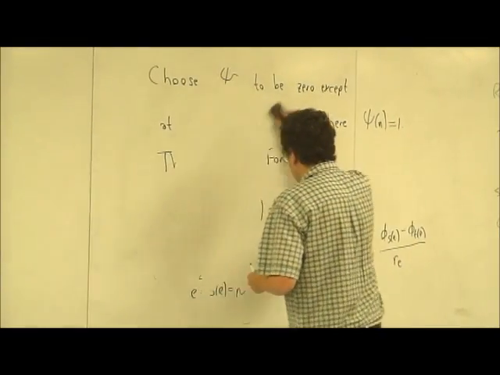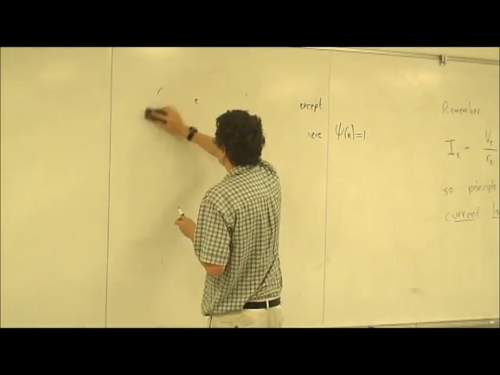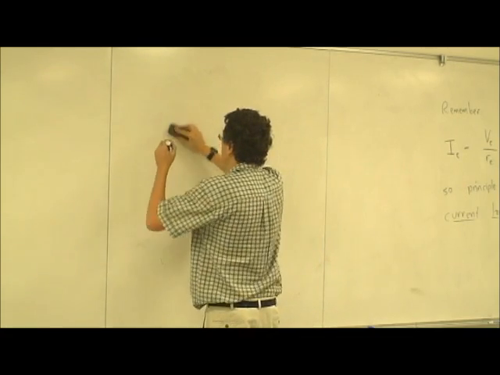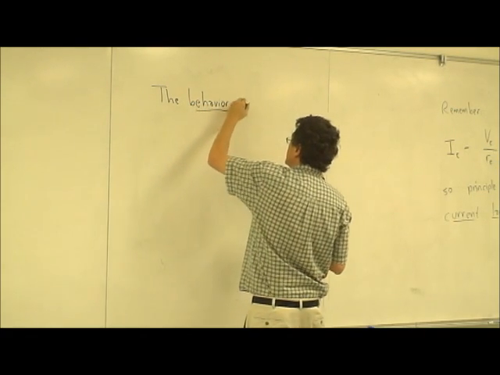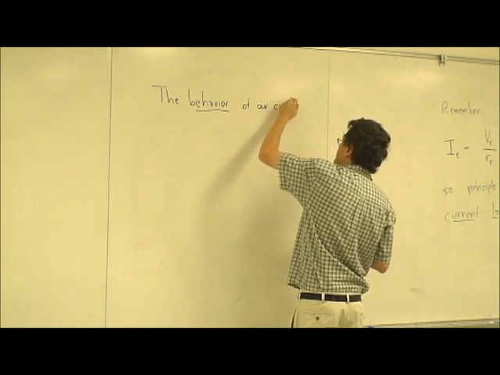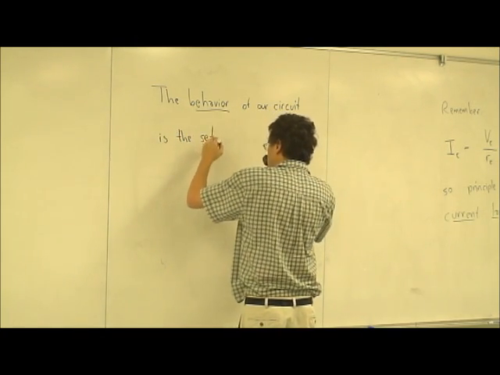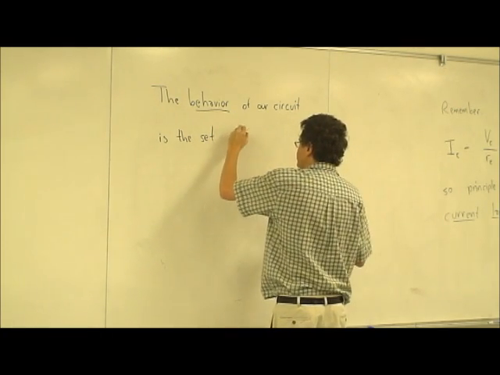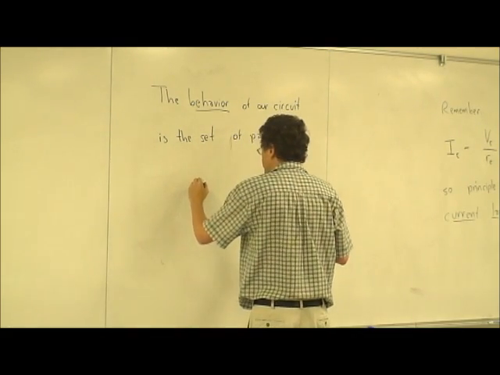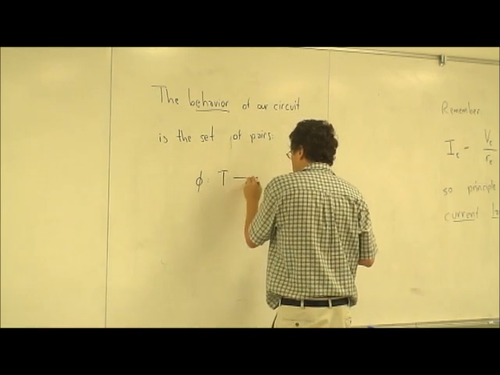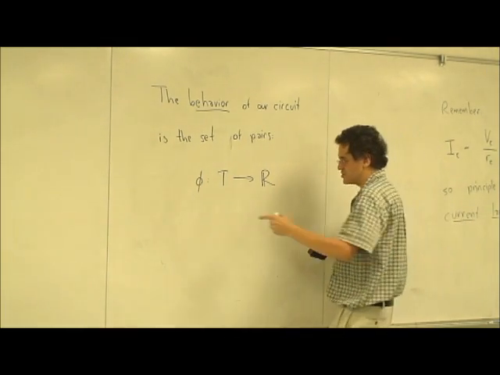So now we're all set to define the concept of the behavior of a circuit a bit more precisely. So the behavior of our circuit is the set of pairs. So a pair consisting of a potential, it's a pair of two things, each of which is a function.